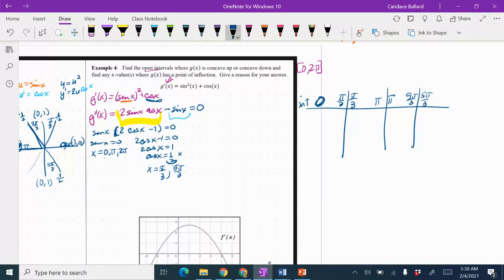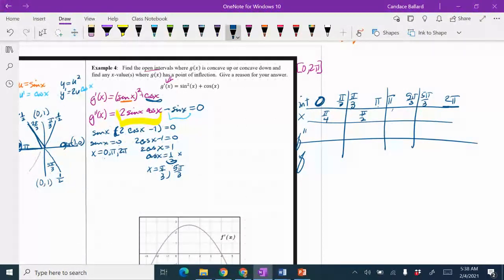And then my final value would be at 2 pi. And then I've got x, f double prime, and what's going on with f. So I've got to pick a value between 0 and pi over 3, which I would pick pi over 4 probably. Between pi over 3 and pi, I would pick pi over 2 because that's a quadrant angle. Between pi and 5 pi over 3, I would pick 3 pi over 2 because it's a quadrant angle.